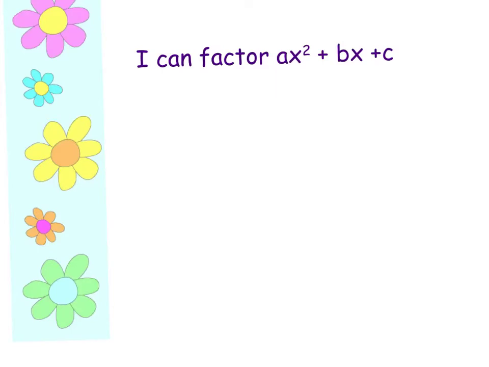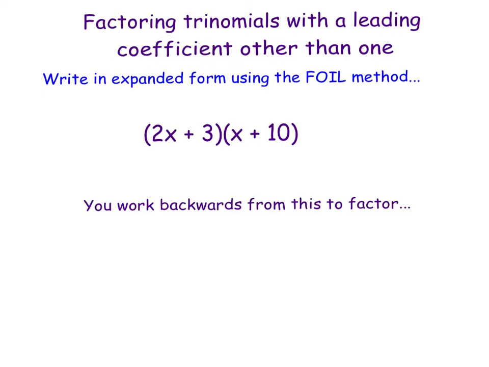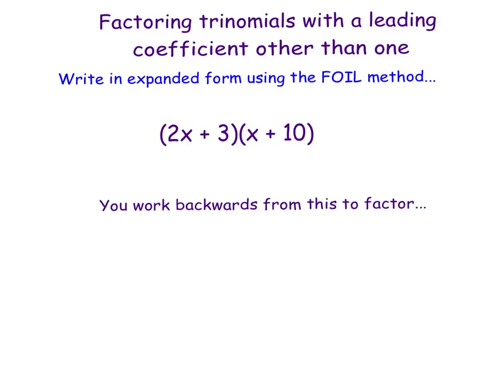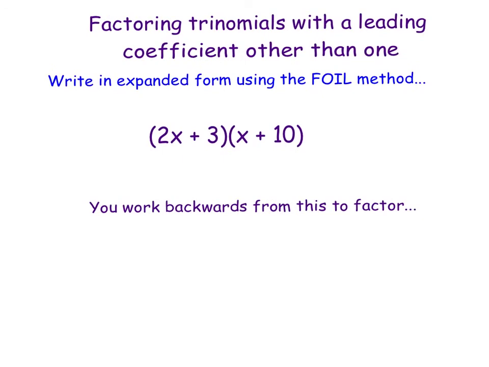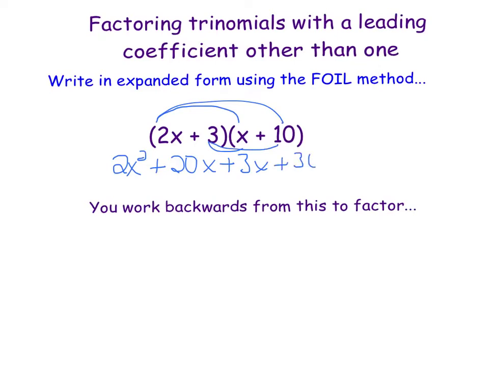All right, so I want to remind you that factoring trinomials is just working backwards from the FOIL method. So if we were to use the FOIL method here, we would do 2x times x is 2x squared, 2x times 10 is 20x, 3 times x is 3x, and 3 times 10 is 30. And then we can combine these middle terms to be 23x.